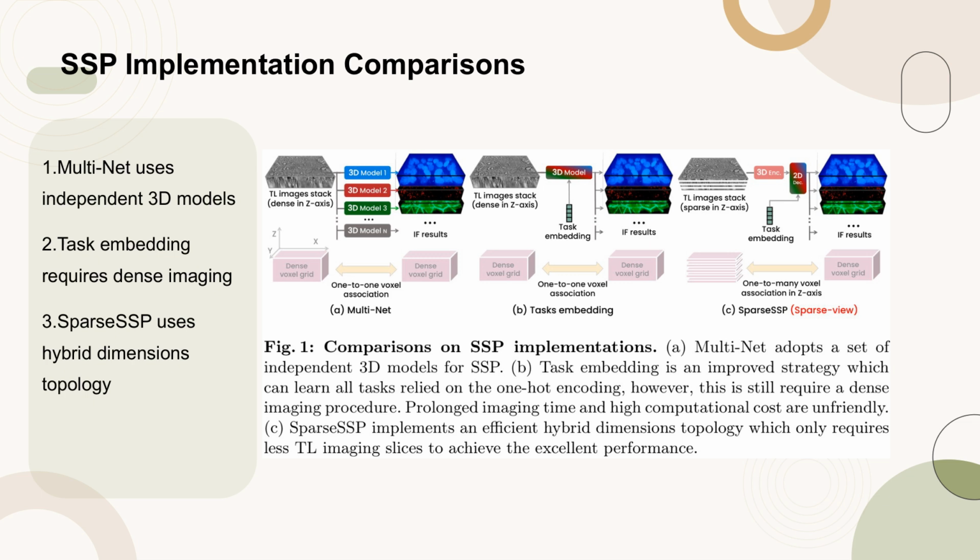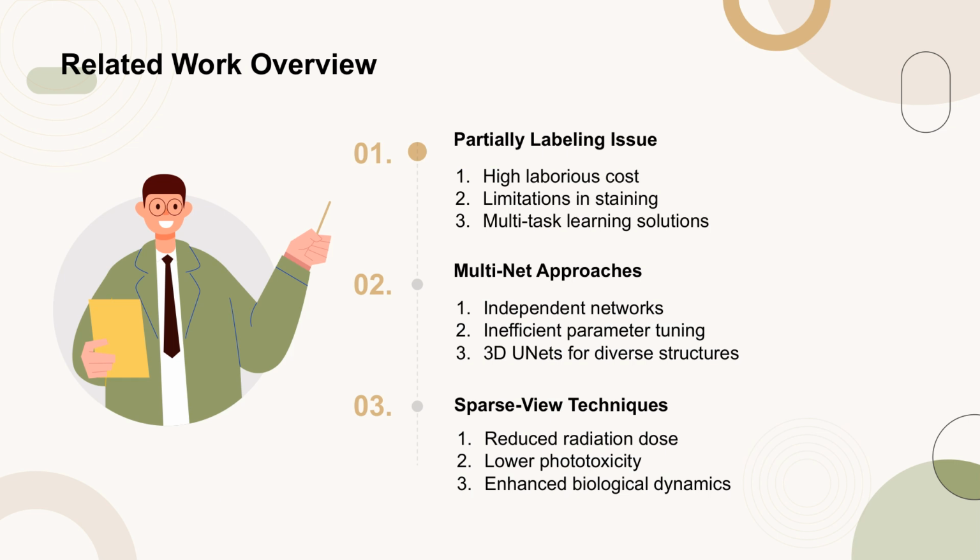Panel C introduces SparseSSP, which implements an efficient hybrid dimensions topology, requiring fewer transmitted light (TL) imaging slices to achieve excellent performance. This approach significantly reduces imaging frequencies and computational overhead, making it more suitable for rapid biological dynamics visualization on low-cost devices. The partially labeling issue in subcellular structure prediction (SSP) arises due to the high cost of labor and limitations in simultaneous multiple staining.